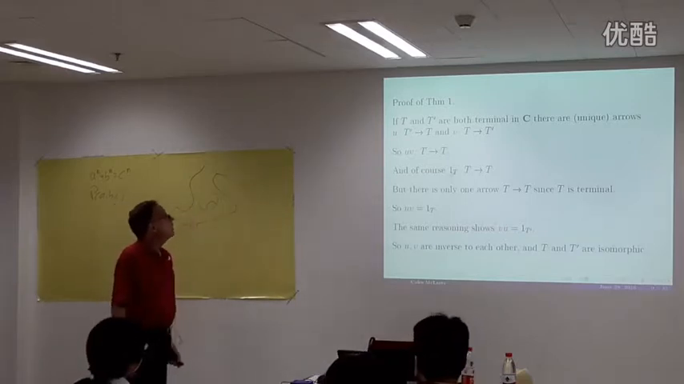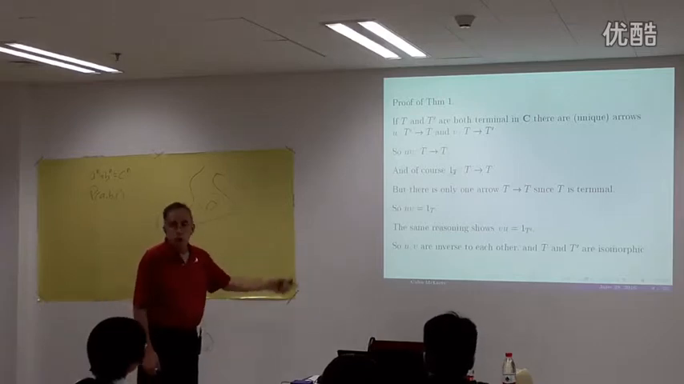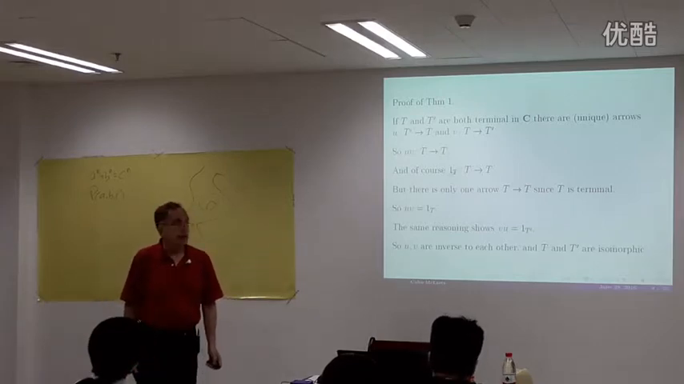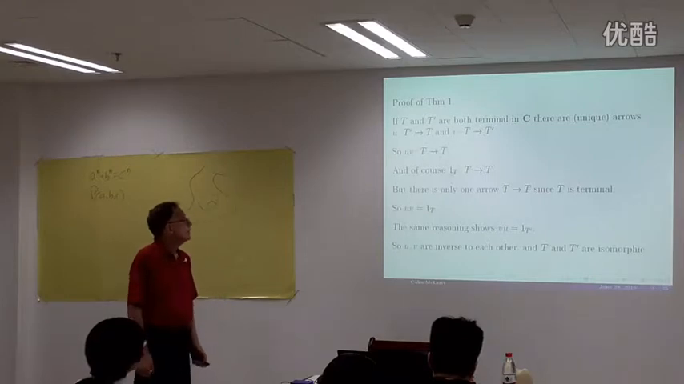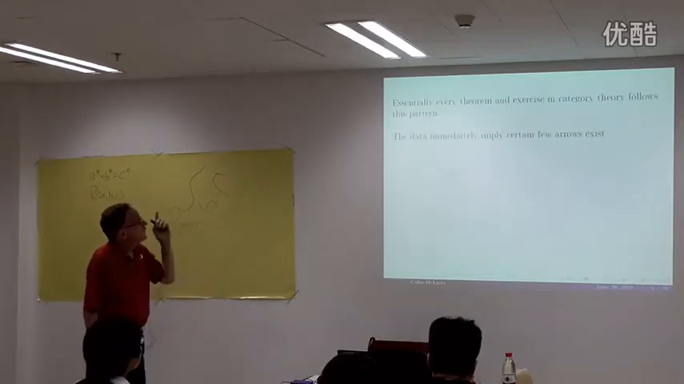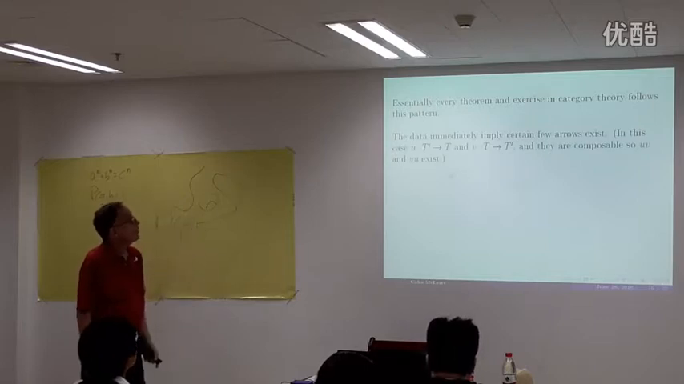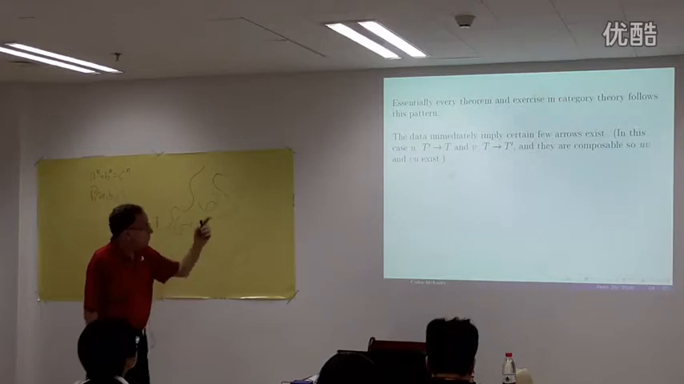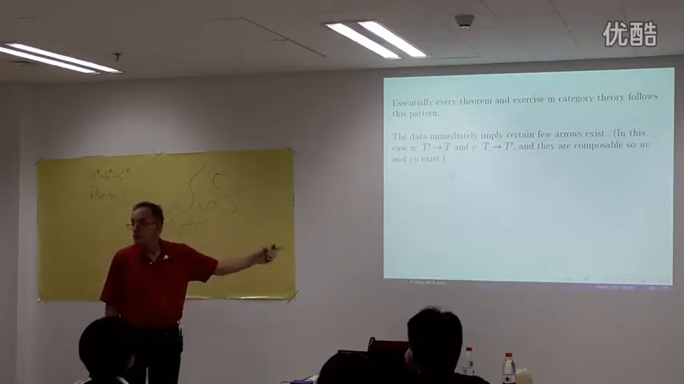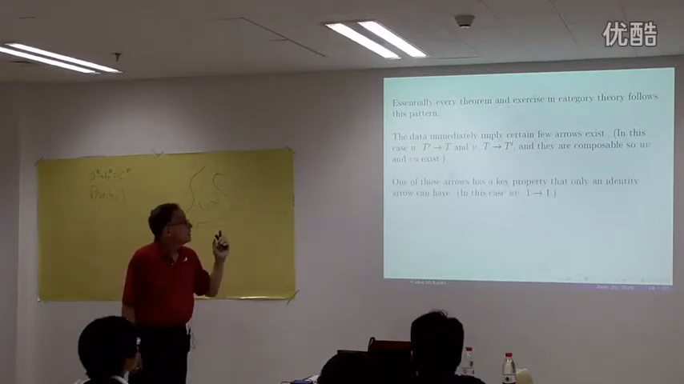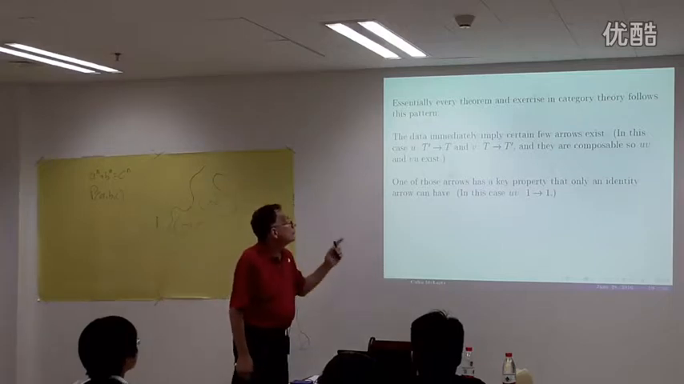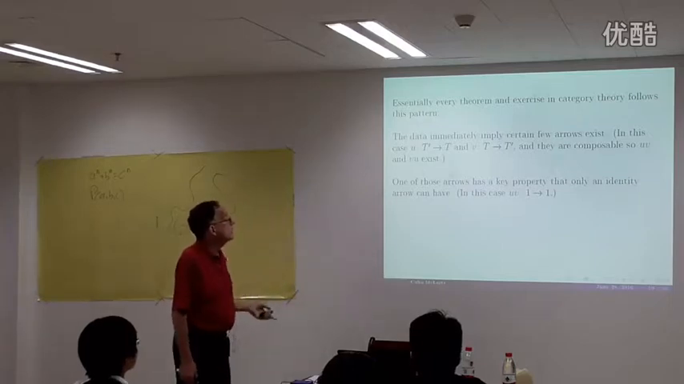It's a simple proof. I bring it up because this pattern is going to occur again and again in category theory. The data immediately say that certain few arrows exist, in this case, the arrow to T, the arrow to T prime, and their composite. The data gives you that immediately. One of these arrows has a key property that only an identity arrow can have.